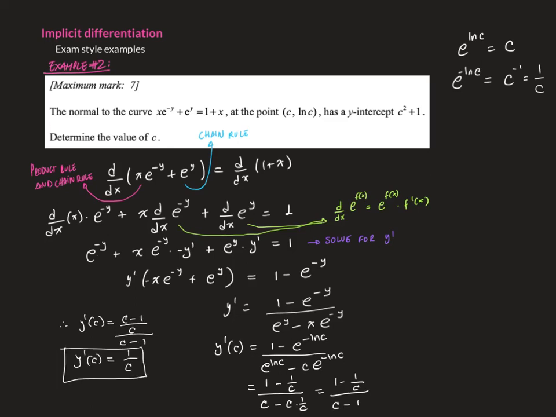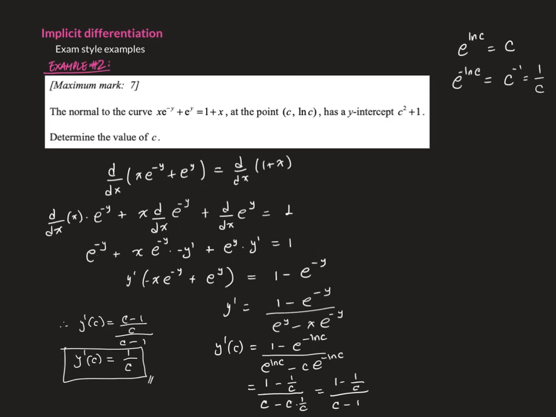Now to find the slope of the normal line, we need to take the negative reciprocal of this gradient. So the slope of the normal line is going to be m = 2 - c. And the equation of that line is going to be y = (2 - c)x + b, where b is the y-intercept of the expression. So that should be c^2 + 1. So this is the equation of the normal line.